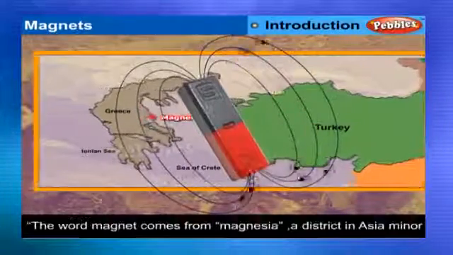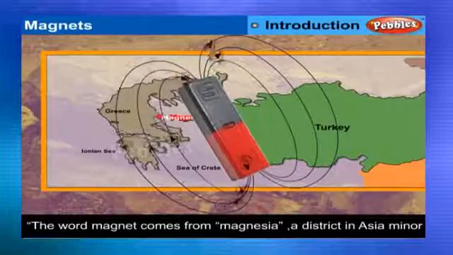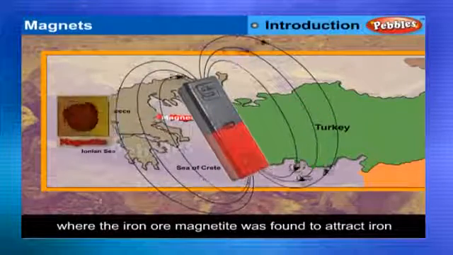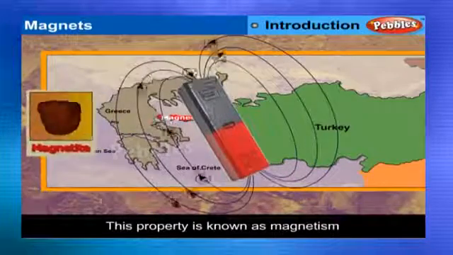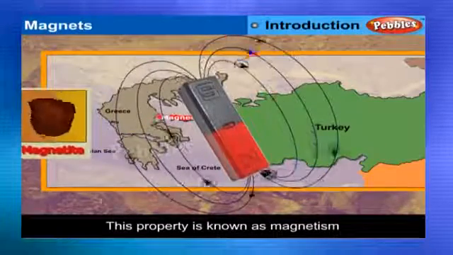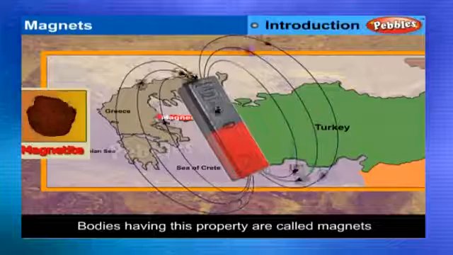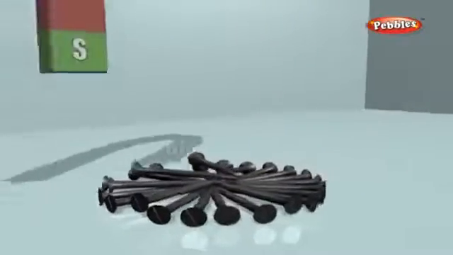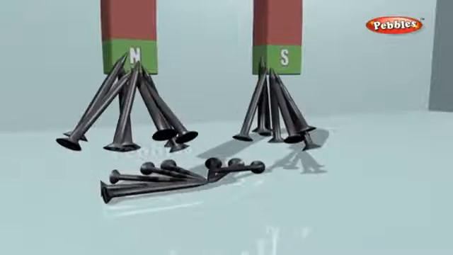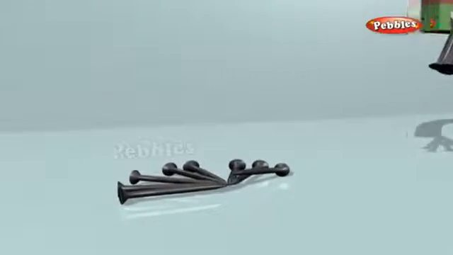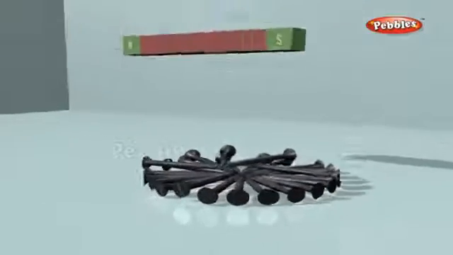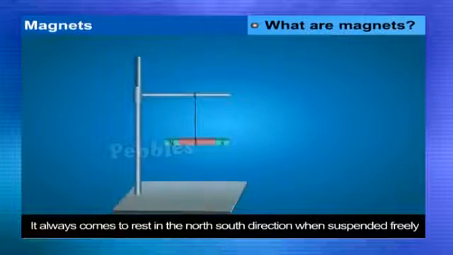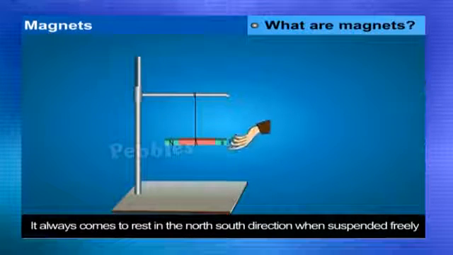The word magnet comes from Magnesia, a district in Asia Minor where the iron ore magnetite was found to attract iron. This property is known as magnetism, and bodies having this property are called magnets. What are magnets? Any substance which possesses the following two properties is called a magnet. It attracts small pieces of iron towards itself. It always comes to rest in the north-south direction when suspended freely.